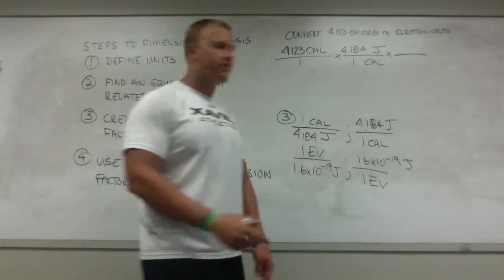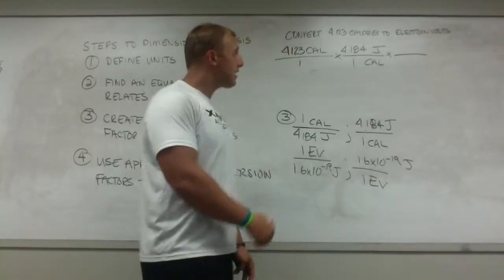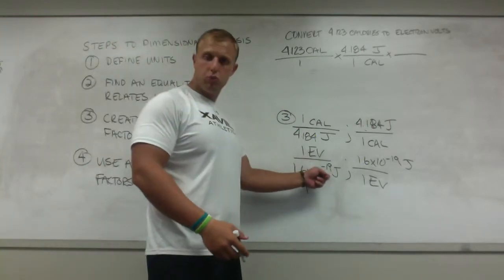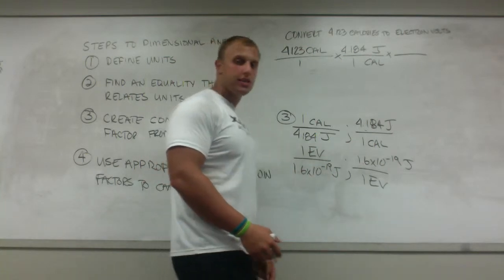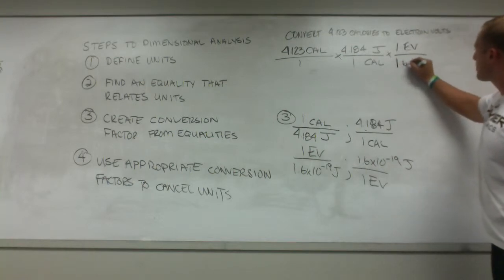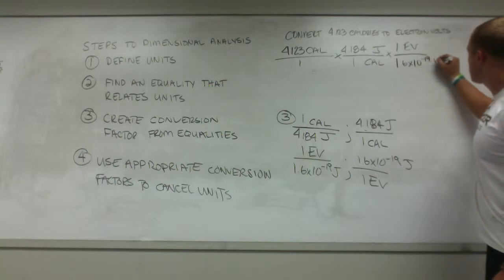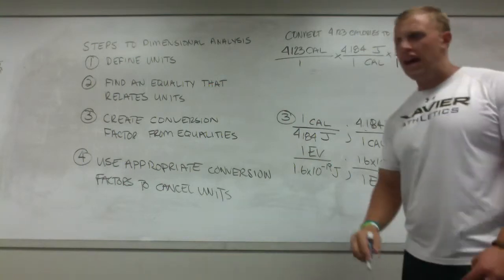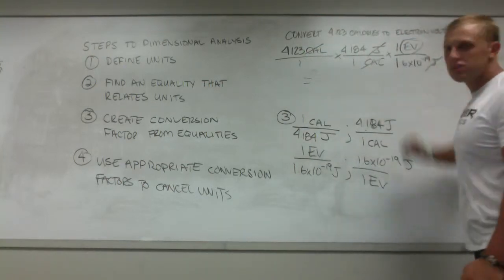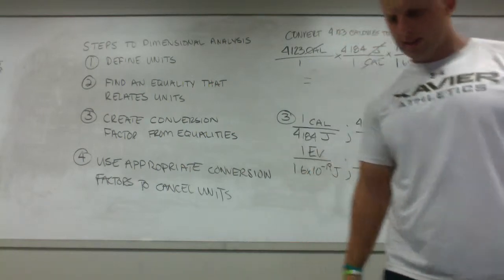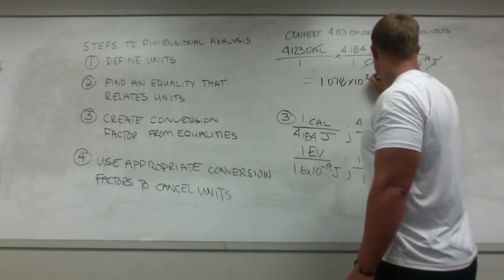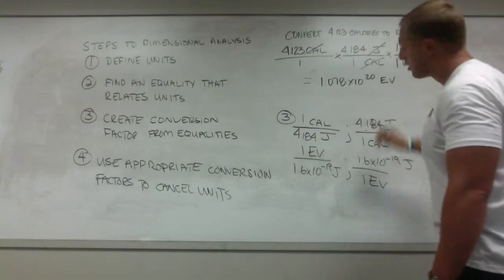Now we have a third conversion factor because now our units are in joules. Now we need a conversion factor that cancels out joules and gets us into electron volts. There's only one up here. This one right here. Joules on bottom, electron volts on top. So we come over here and we put 1 electron volt is equal to 1.6 times 10 to the negative 19th joules. So now we have all of our units. We check our units. Calories cancel, joules cancel, and we're left with electron volts. This number is a little bit harder to handle. It's 1.078 times 10 to the 20th electron volts.